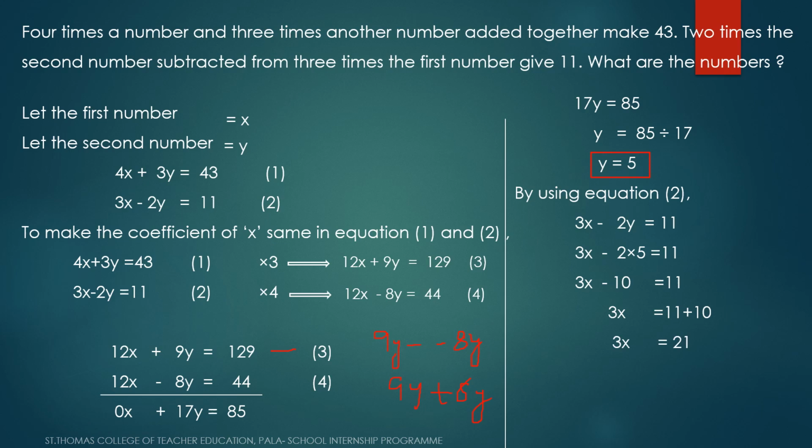So how will you retrieve x? X will be 21 divided by 3. And the answer is 7. And what are this x and y? The first number and the second number. So what is the final answer? The first number is x, that is 5. And the second number is y, that is 7.